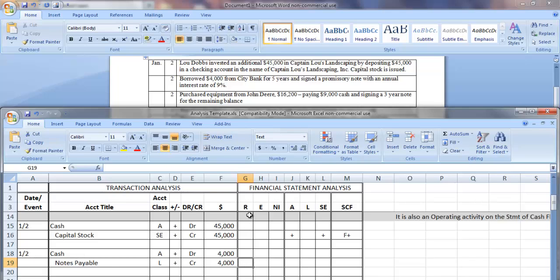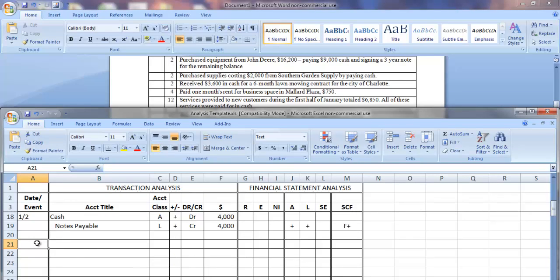Once again, this transaction had no effect on our income statement accounts. There was no revenue involved, no expense involved. We did increase our assets by $4,000. We also increased our liabilities by the same. So our balance sheet would still be in balance. Once again, cash was involved, so this would appear on the statement of cash flows. And once again, this is a financing activity, and we've received cash, so it's a financing inflow.